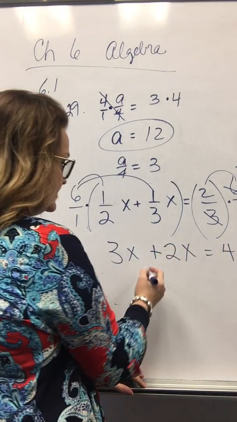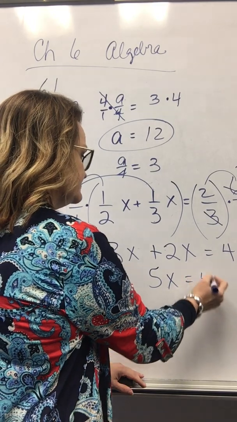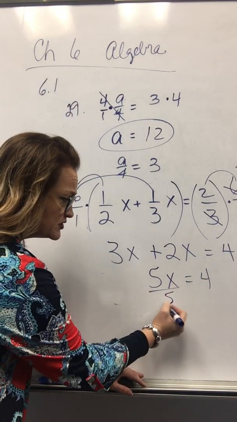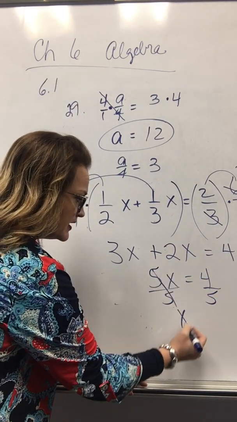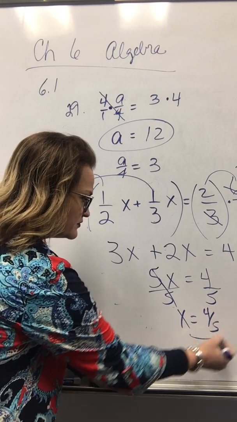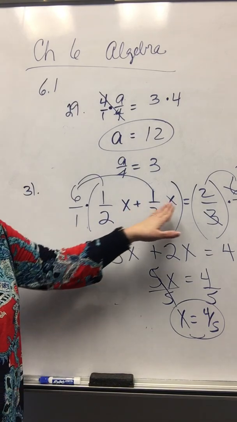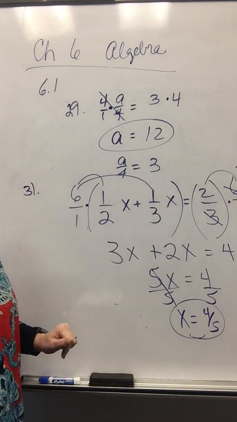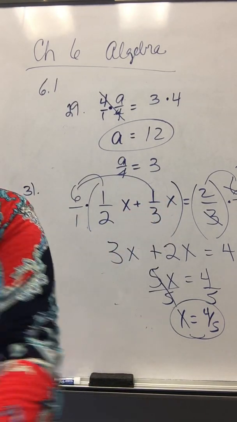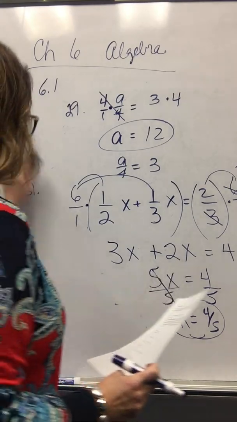So then you proceed. That's 5 x's on the left. Then you divide by what's with your variable, and then you solve for x. X is 4/5. And again, that's a harder one to check, but use your calculator skills. Put the 4/5 in for the x and check it. All right, the next one, number 32.